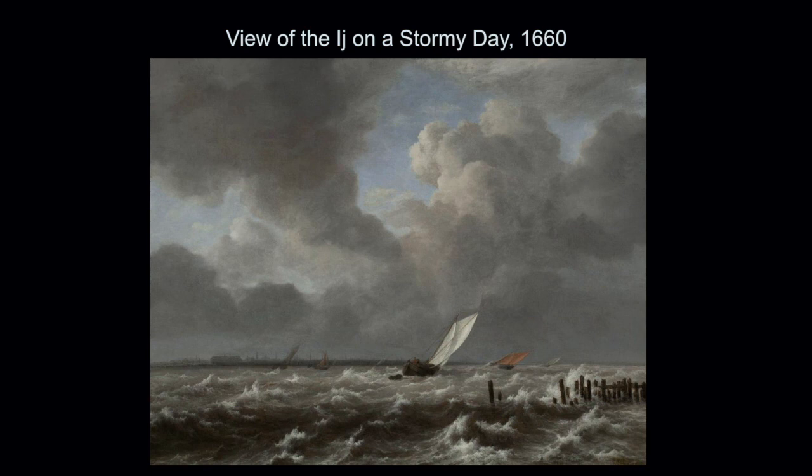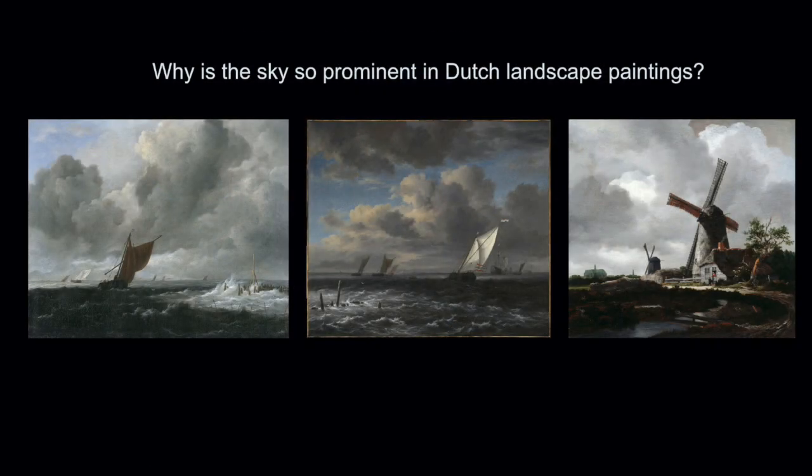So that's kind of the geographical reason why there's so much sky, but there's probably a second reason. And I want to let you guys figure out what the second reason for the giant skies is in Dutch landscape painting. And I want you to consider all of the things that we've talked about, and this will be another one of your lecture questions.